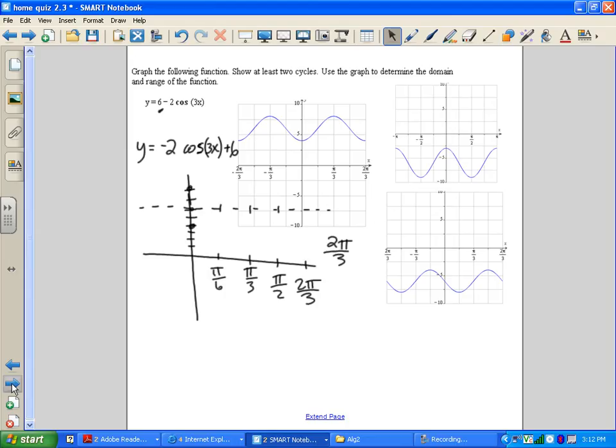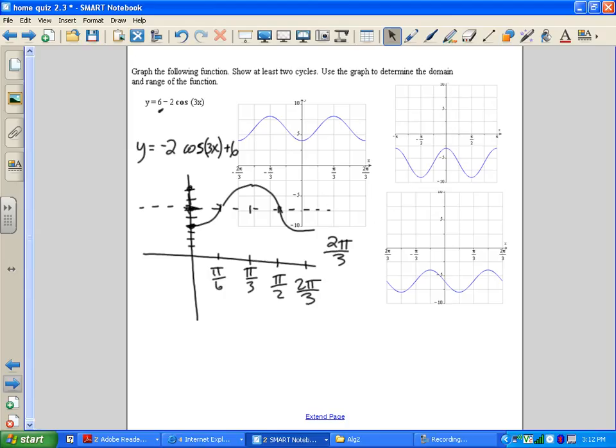Now, all right, let's sketch in our graph. So we're going to start, here's our center line there. And so it's a negative cosine. So that means we start down 2 and then go up from there. So this is going to go up to there, and then there, back down to there, and then there. Okay, so I've got one cycle. Now, let's pick the correct graph here.